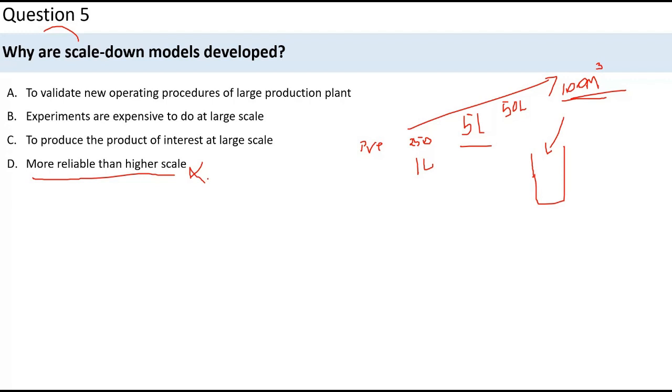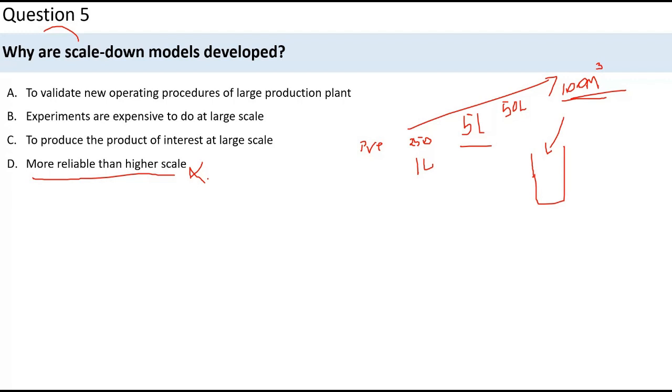Obviously not. Okay, this might be true: usually a 5 liter reactor can give a better yield, but as you progress, your KLA values are the main challenge when it comes to biological systems. Your mass transfer coefficient is affected a lot, therefore the product yield tends to reduce. So we can't say it's more reliable than higher scale, because the product has to be produced in a large scale to meet the demand.